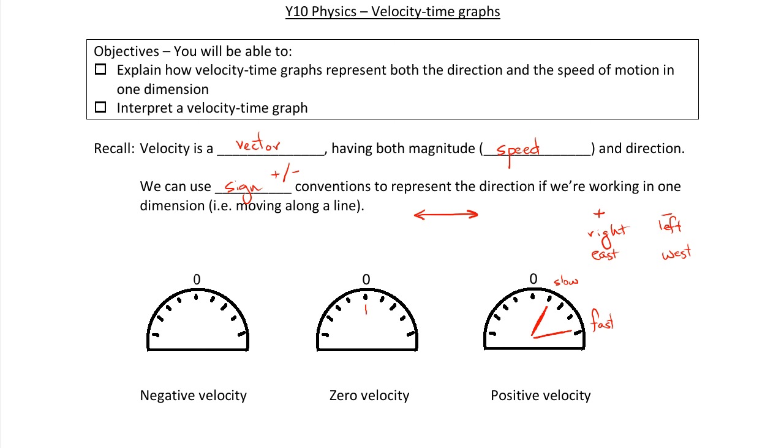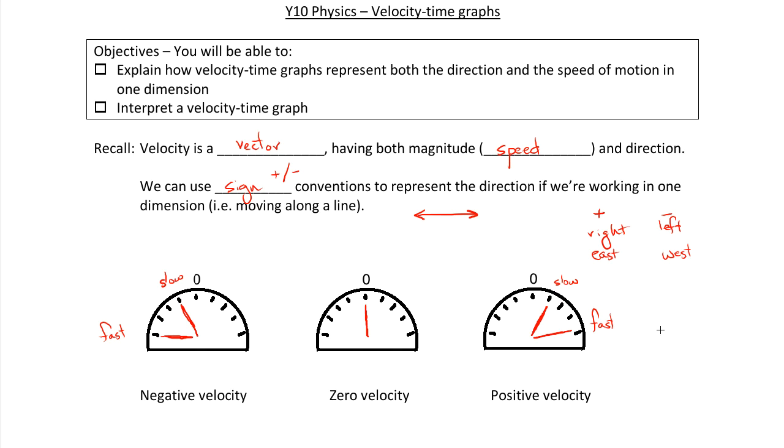If the needle were right at the middle, at the 0, then that object would have 0 velocity. It would be stationary, not moving. And if it were to the left of the 0, then we could have either a slow, or if it were further out, a fast velocity in the negative direction. For example, to the left, if right were the positive direction.